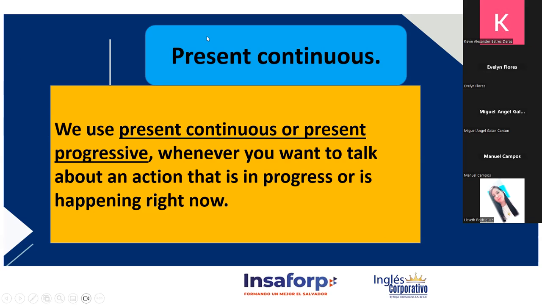Read the information. Okay. We use present continuous or present progressive whenever you want to talk about an action that is in progress or is happening right now.